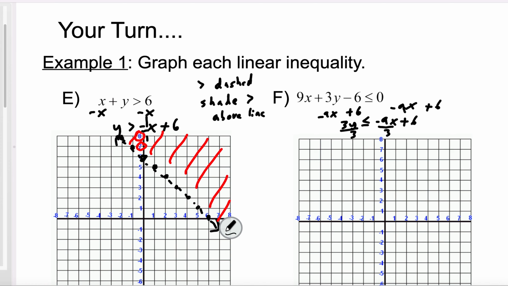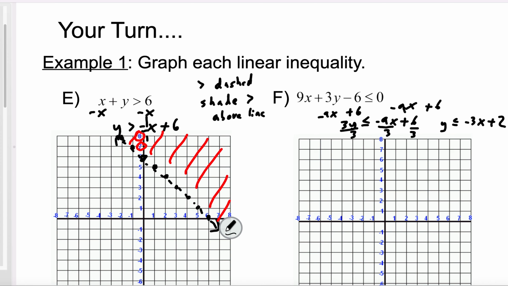Divide everything in here by 3, and I'm not dividing by a negative, so I don't have to switch the inequality symbol. It just stays the direction it is. If that was a negative 3y, I would divide everything by negative 3, and that less than or equal to would become greater than or equal to. So y is less than or equal to negative 3x plus 2.